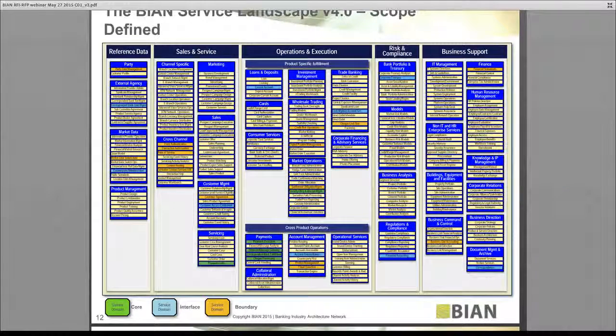Now we revisit our service landscape 4.0, and now we've updated the shading to color code what's in scope, what's interfaced, and what's a boundary, that's something that's needed to exist to process a payment. We found within PNC that this representation of the taxonomy of BIAN is very crucial as a communication vehicle with senior leadership within the bank.